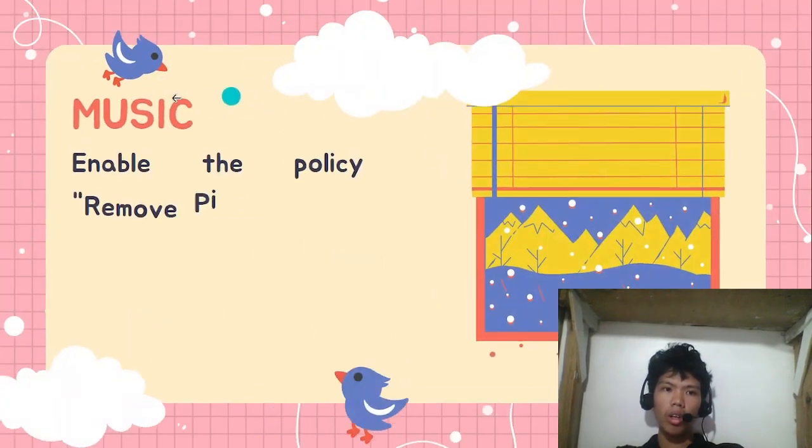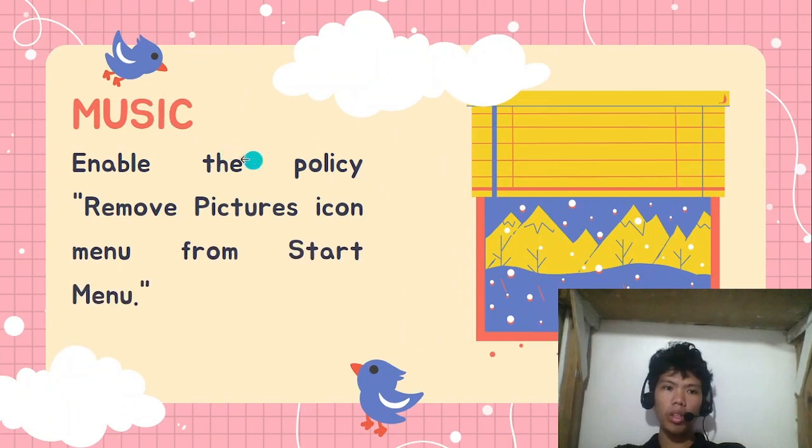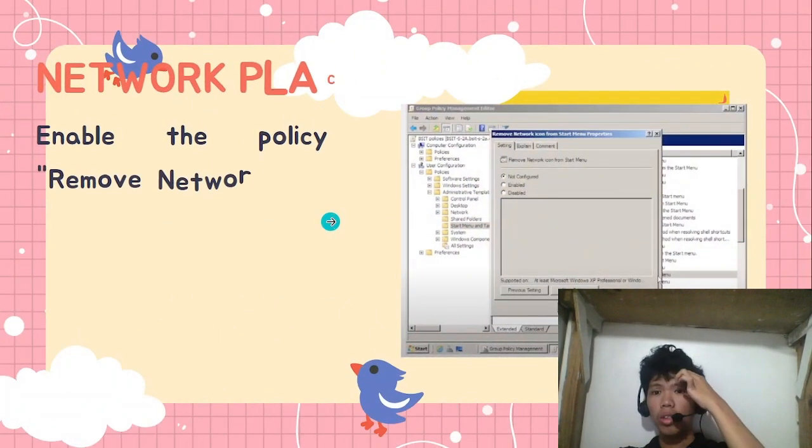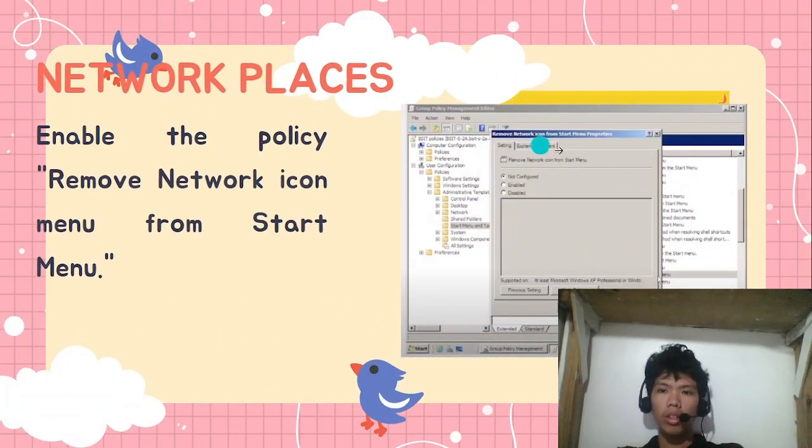So next is the music. To enable the music, remove music icon from the start menu. So next is the network places. So in the network places, it's the same start menu and taskbar. So just find the remove network icon menu from start menu.